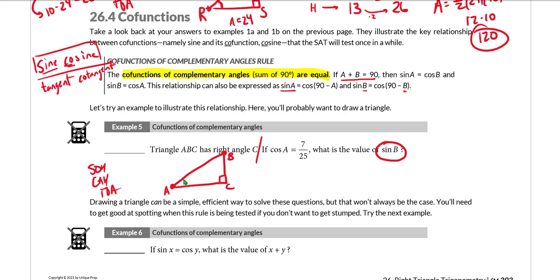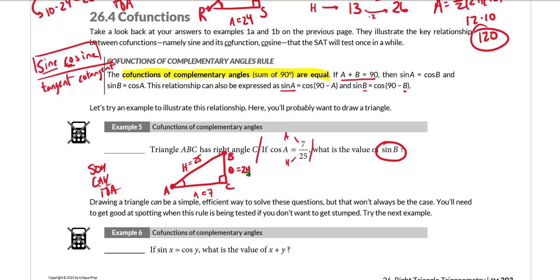They then tell me that cosine of angle A, there's my relevant angle, at least for now. So cosine of angle A, I'm going to label this side adjacent, this side opposite, and this side hypotenuse. The cosine of angle A, they tell me, is 7 over 25. So that means that the adjacent over the hypotenuse is going to be 7 over 25. So I'm going to label those two sides 7 and 25. And if I know my Pythagorean integer triples, I do know that this side is going to be 24, the other leg.